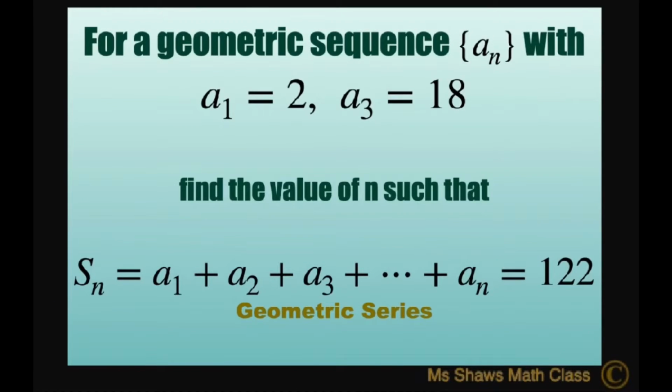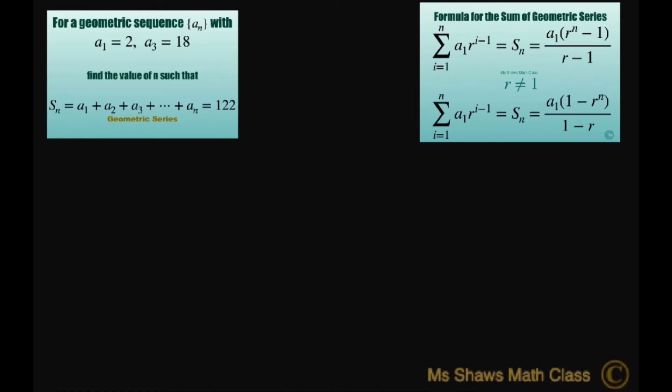Hello everyone. For a geometric sequence a sub n, the first term is 2 and the third term is 18. We're going to find the value of n such that the sum of n terms equals 122. So we just have to find our n. All right, so basically let's see what our r is.